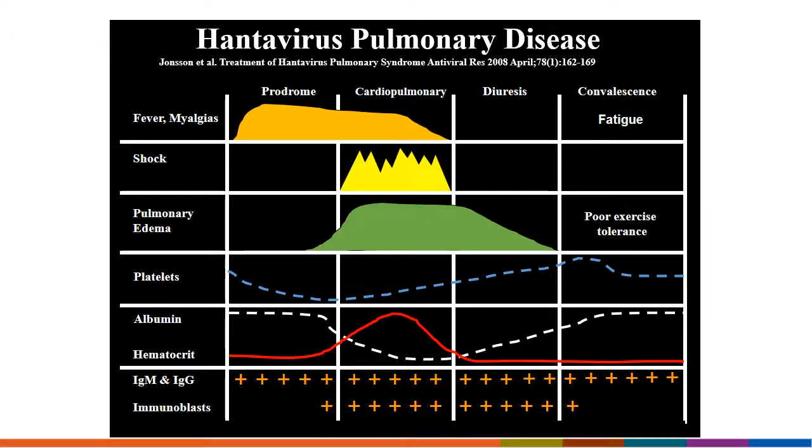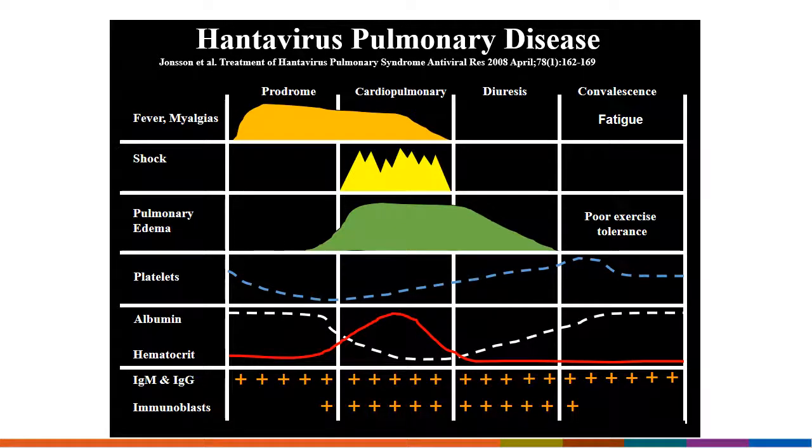Here is a graphical depiction of the hantavirus illness course. First, there is a prodromal period where the patient will complain of fever and myalgia. At this stage, the platelet counts will start to decline. If you were to perform serologic testing, IgM and IgG antibodies would be positive at this stage. Virus titer is not included on this graph, but virus RNA is detectable by PCR during both the prodrome and the cardiopulmonary phases.